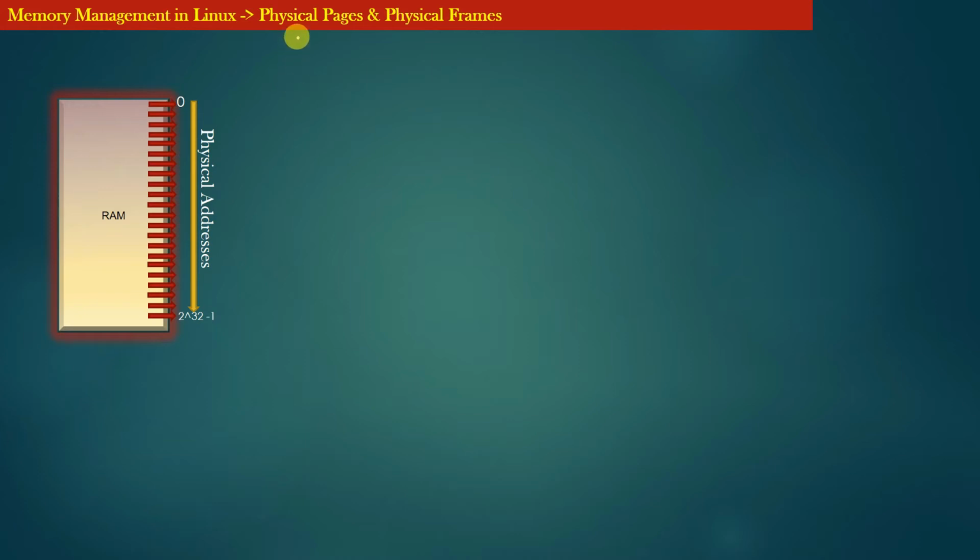So guys, welcome back. Now let us get ourselves familiar with physical pages and physical frames. Shown in the diagram on the left hand side is a typical RAM. Let us say that it is the main memory whose size is 4 gigabytes. Therefore, the address of the last byte in this random access memory is 2 raised to the power 32 minus 1. This will be the physical address of the last byte in this physical memory.